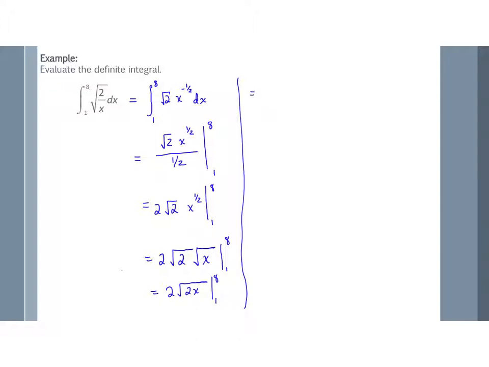Now, we'll substitute in our upper limit of integration, and then subtract off the value whenever we substitute in our lower limit of integration. So we get 2 square roots of 16 minus 2 square roots of 2, and the square root of 16 is 4, times 2 is 8. So we have 8 minus 2 root 2.